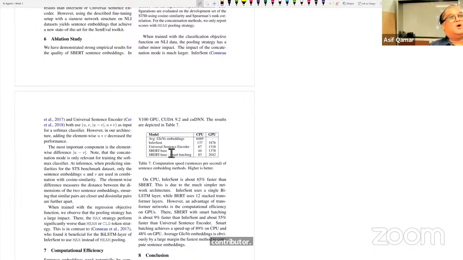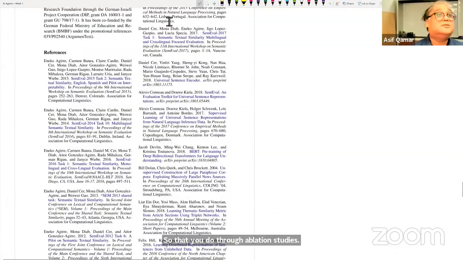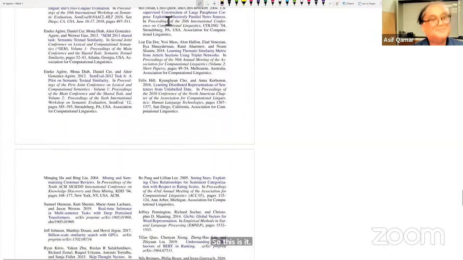In other words, it's cooperative gaming. They all need to contribute strongly. So that you do through ablation studies. So this is it. Do you realize how easy it was to go through this?